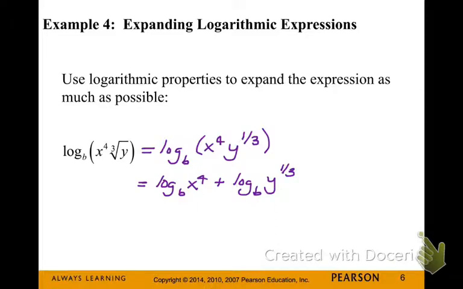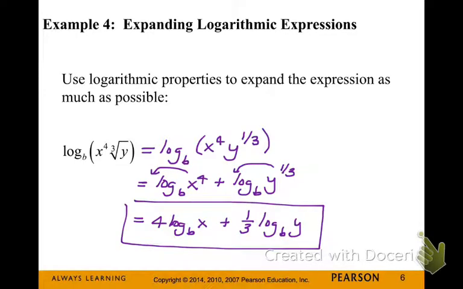Now that we have each of those terms by themselves in their own logs, the last thing we need to do is take care of those exponents by using our power rule. So we're going to bring those out in front, and we'll get 4 times log base b of x plus 1/3 log base b of y. Notice we know this is fully expanded since each term inside the original logarithm has its own log and there are no powers. Go ahead and try the next example on your own.